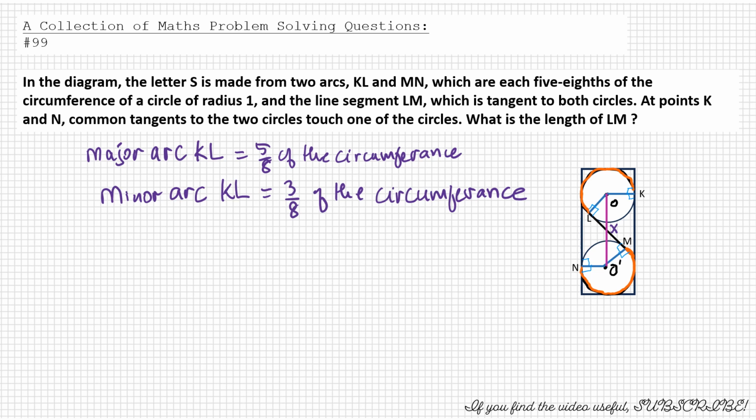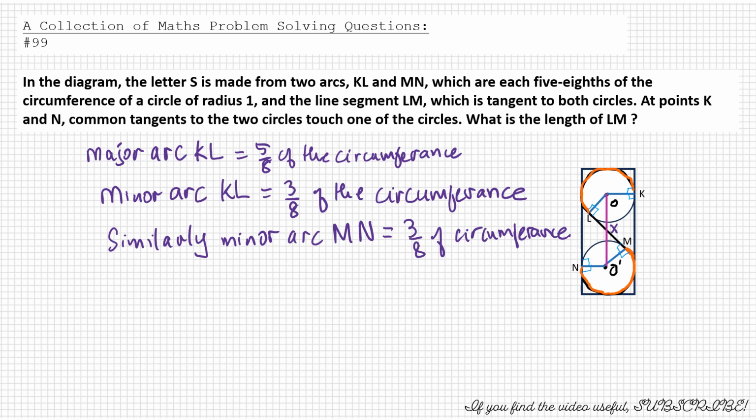So the major arc KL is 5/8 of the circumference, and this one is going to be 3/8. The angle we're interested in is this. If we can find this angle KOL, then we can find this little angle, because this is going to be 90 degrees. Obviously OO dashed is parallel to these touching lines, since they are tangents. So that's 90 degrees, and it works the same way for both the arcs.